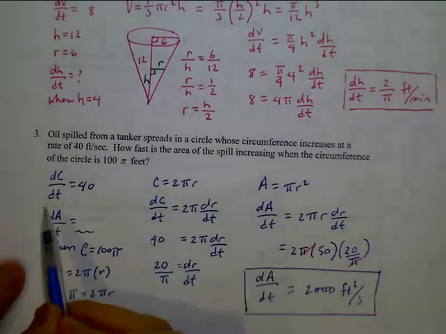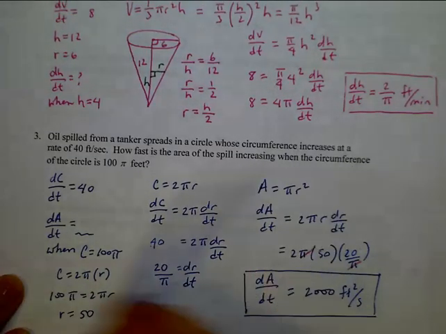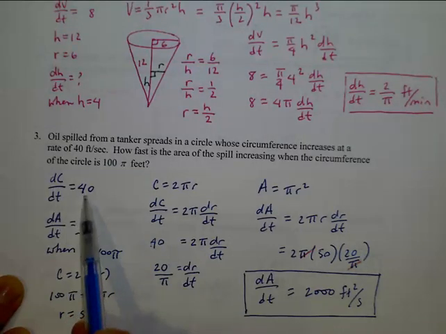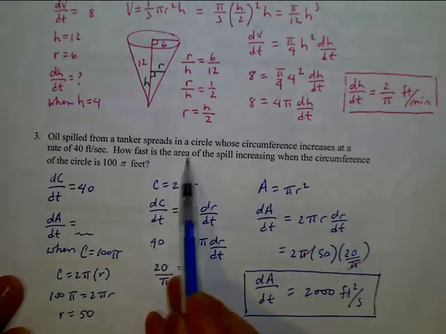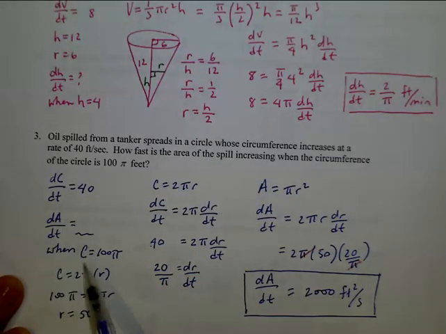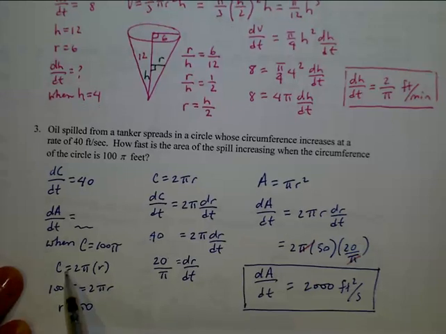So I'm going to first of all start off with the circumference increasing at a rate of 40 feet per second. So that would be dC/dt, and that is equal to 40. And then the question is asking how fast is the area of the spill increasing. So I need to find dA/dt when the circumference is equal to 100 pi. So using this formula, circumference in general is 2 pi r. So if the circumference is 100 pi, then putting 100 pi in for C, and setting that equal to 2 pi times r, it gives me a radius that is equal to 50.